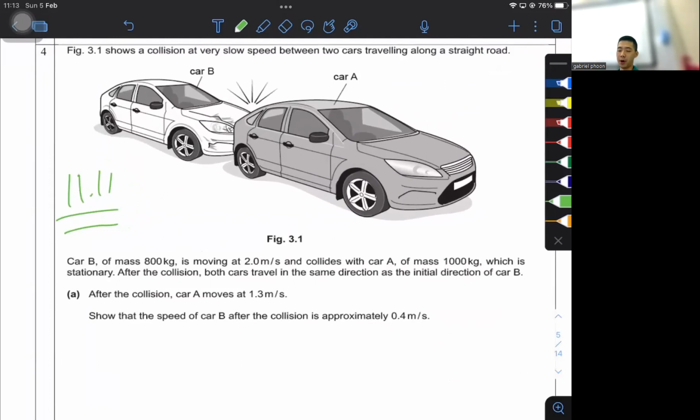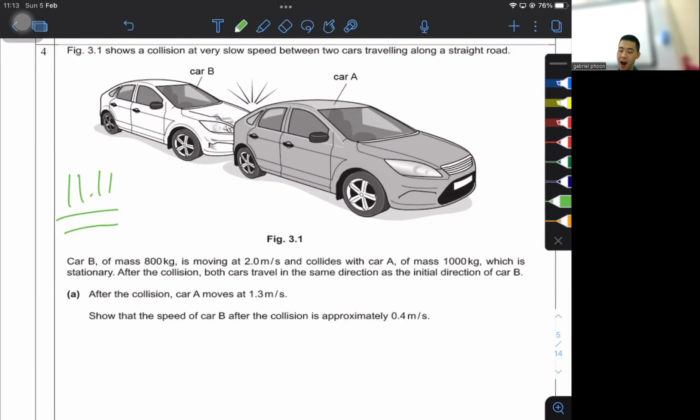Okay, everyone, stop talking. This question here is definitely supposed to be the principle of conservation of momentum, right? I recommend you all start extracting each and every one of the formulas and each and every piece of information, one by one. It says that figure 3.1 shows a collision at a very slow speed between two cars traveling on a straight road.